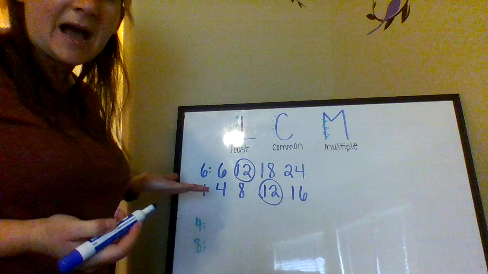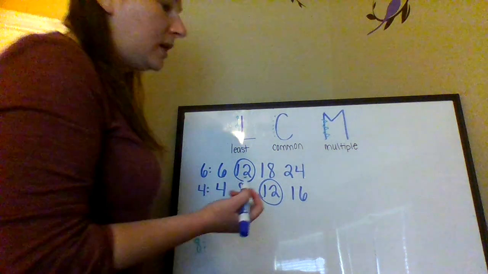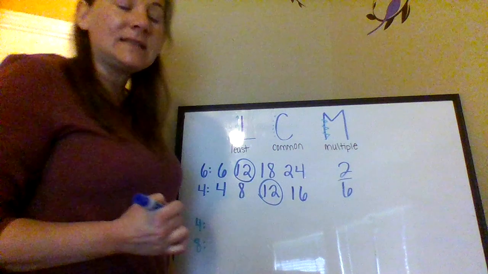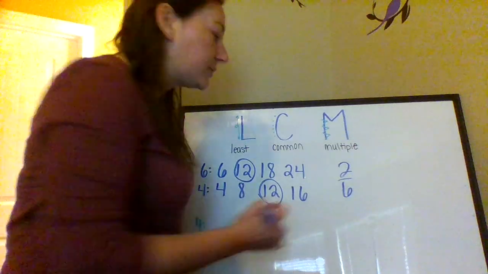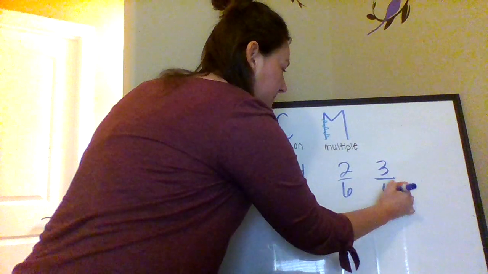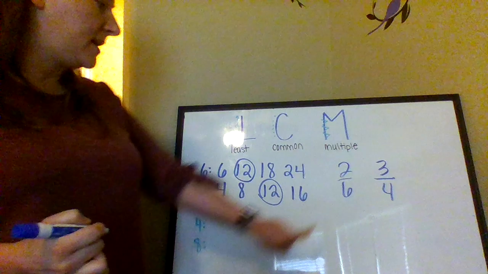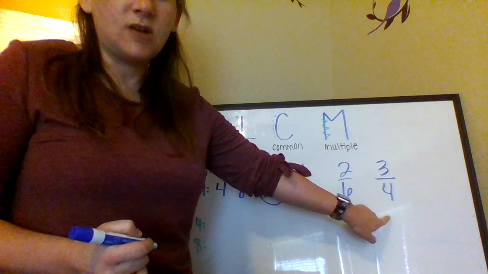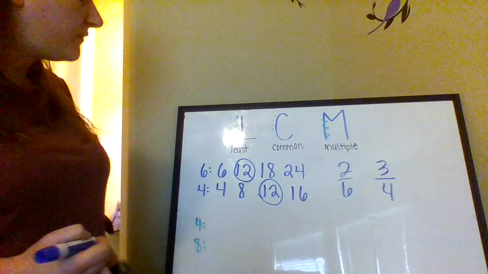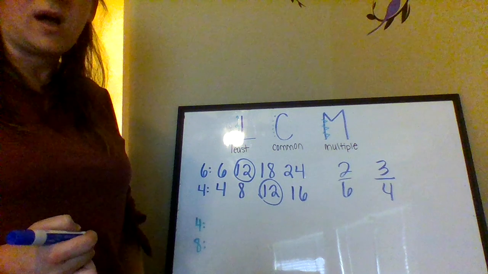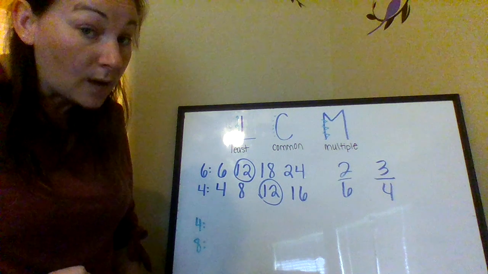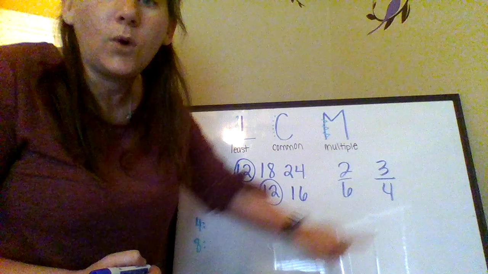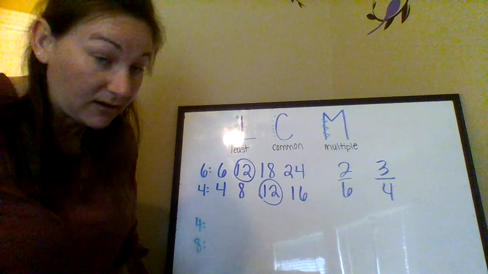Well, what does that have to do with comparing fractions? Well, let's say I have 2 sixths and I have 3 fourths. Okay, if we're comparing sixths and fourths, that denominator is not in common. Well, if I know my least common multiple is 12, I also know my least common denominator. So I can turn sixths and fourths into 12ths because they have that in common.